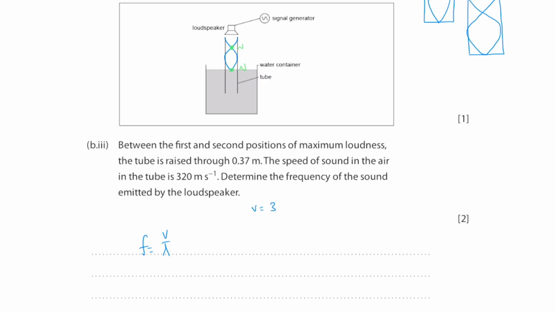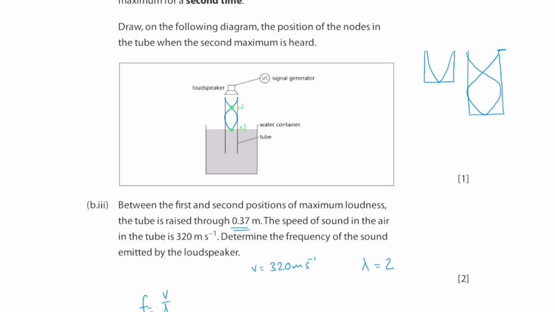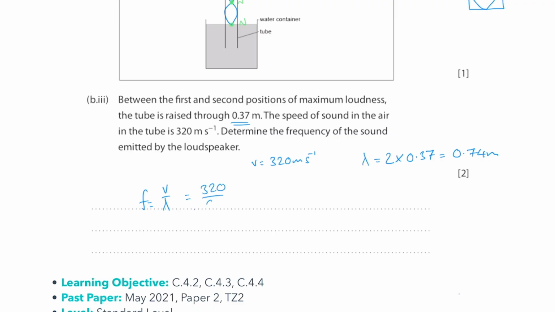We know that v is equal to 320 metres per second, and lambda is actually 2 times the distance between these two maxima, because if you see here, these two maxima are heard here. That's half a wavelength. So the distance, which is equal to 0.37, is half a wavelength. So the whole wavelength must be 2 times that, which is 0.74 metres, equals 320 over 0.74, which gives us an answer of 430 Hertz to 2 significant figures. Remember, all the data is given to 2 significant figures, so you want to give your answer to that as well.